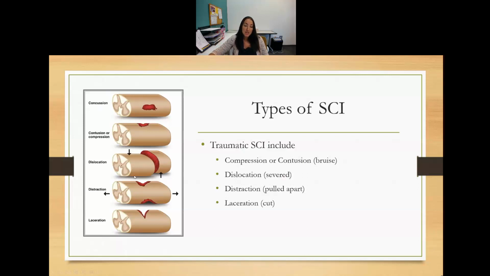Distraction is like pulling away from the area, so it stretches and makes that portion more thin and damaged. And then a laceration, like a cut into a portion, like a stab wound or something that has just a chunk missing.